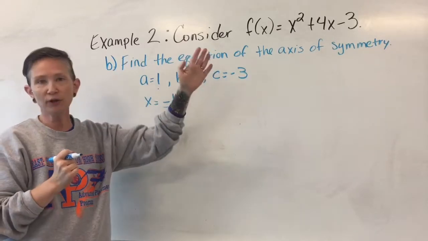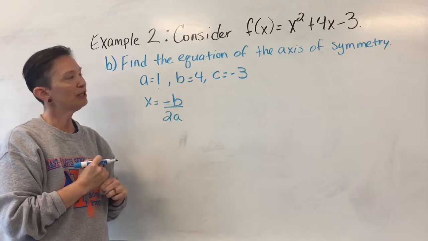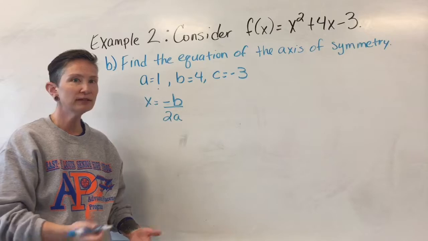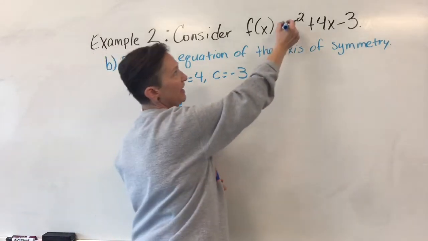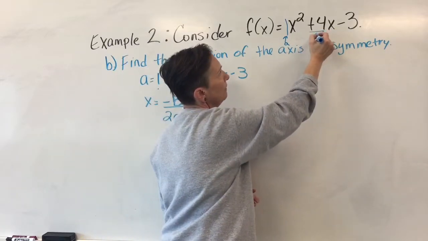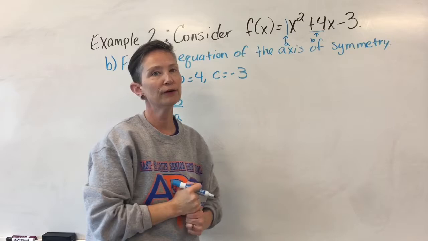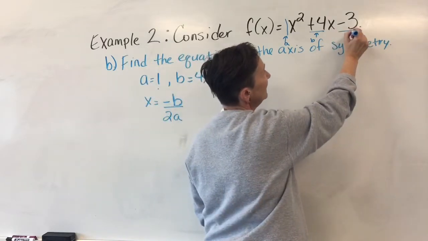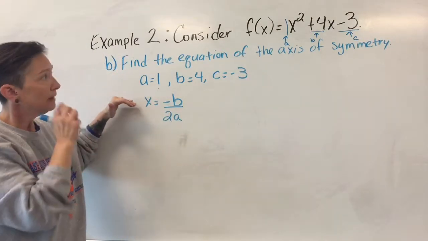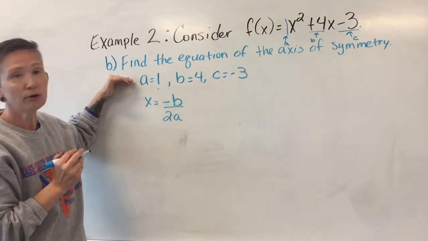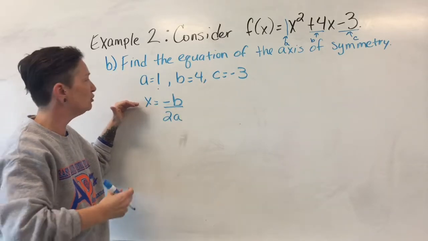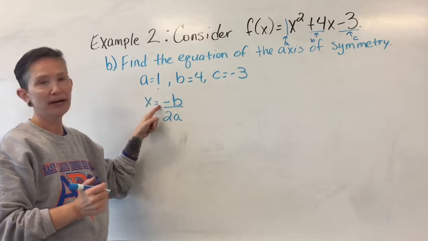All right, the next thing we want to look at is part B. Consider still the same function, and find the equation of the axis of symmetry. So what I've done was I have taken the coefficients off of my function. The a coefficient is the one in front of my x squared. My b is the coefficient in front of my x, and then my c is just my constant. In order to find the axis of symmetry, I need my coefficients, my a, b, and c. Then I have my equation to find that axis of symmetry: x equals -b divided by 2 times a.